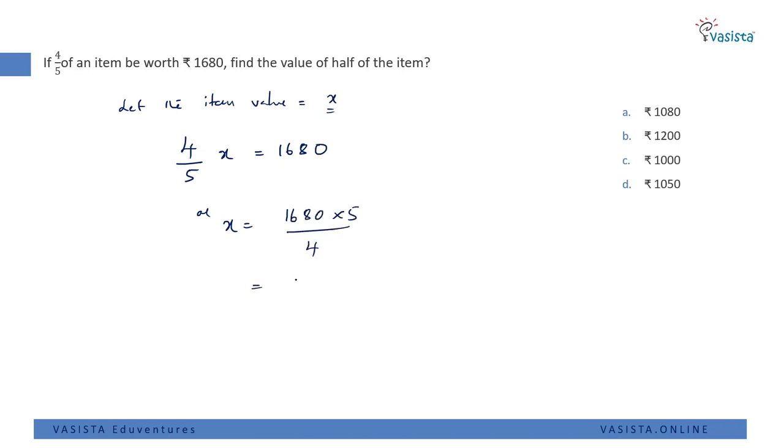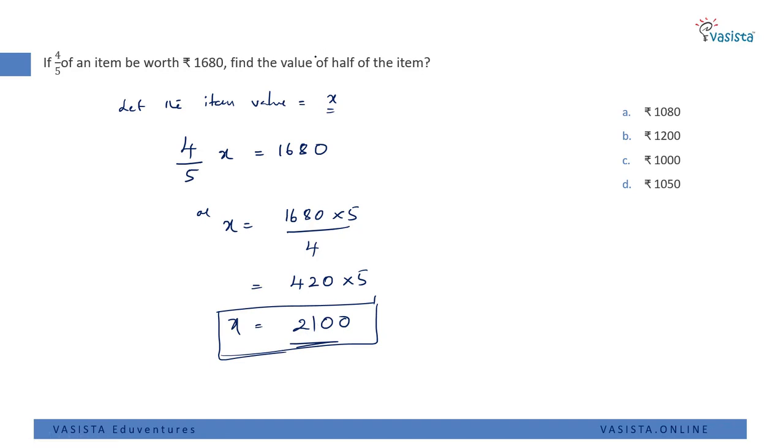Now simplify it here. 4 4s are, right, 4 2s are 0, into 5. 5 zeros are 0, 5 2s are 10, 0 and 1 carry, 5 4s are 20 plus 1, 21. So the value of the item is 2100.